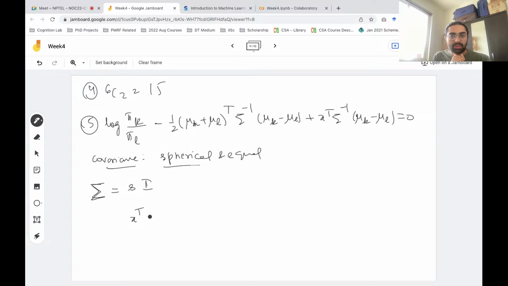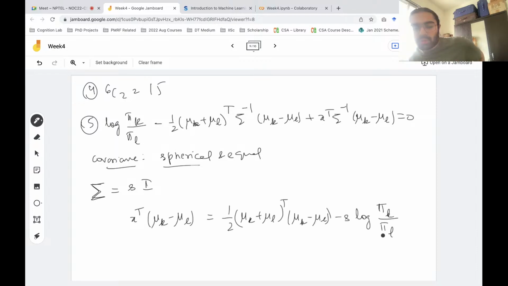Yeah, where k and L are the two classes we are considering, and pi k and pi L are your priors, mu k and mu L are means. Anyway, all that is clear from the formulation. Okay, so once we have this, any ideas how to proceed from here?